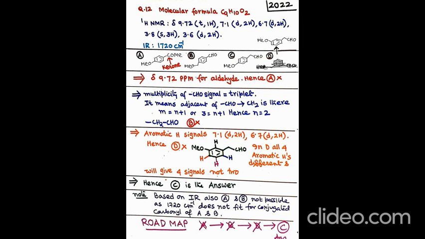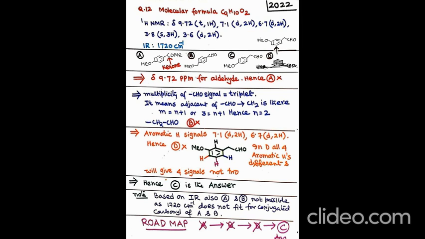Now let us consider the peak in HNMR which is appearing at delta 9.72 ppm. This clearly indicates the presence of an aldehyde in the compound. So based on that, option A is out because it does not have any aldehyde. Now among B, C, D, we have to see what all we can cancel.